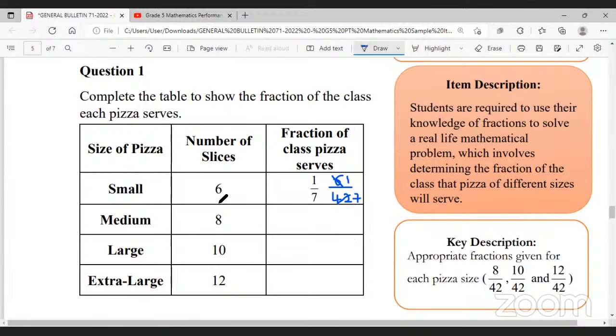So now we can use that same method to find the fraction of the class the pizza will serve for the remaining sizes. So we can add 42 for all of the denominators since we know that's what the whole is.